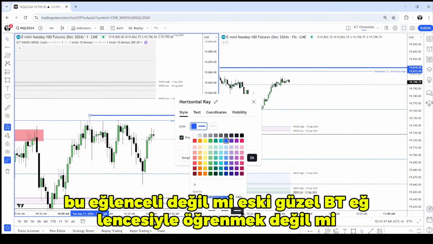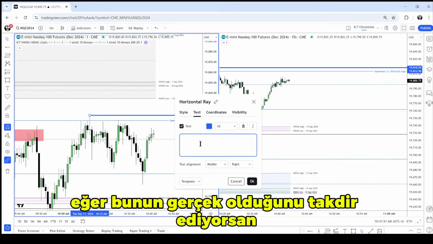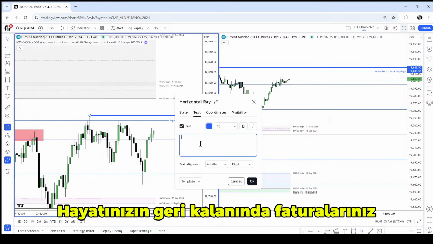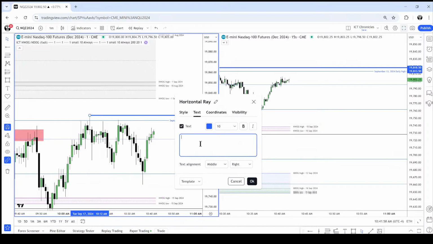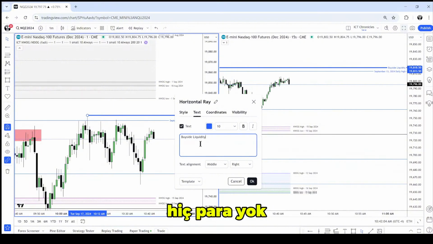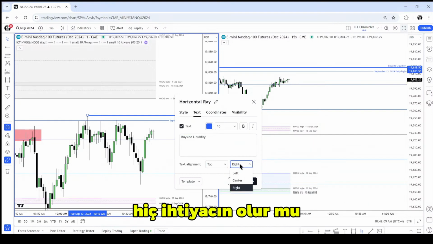Isn't this fun? Isn't learning with good old ICT fun? Give it a thumbs up if you appreciate the fact that it just gave you something that's going to pay your bills for the rest of your life. You didn't have to pay for it either. No mentorships required. No book sales required. You don't have to spend any money. No money at all. And you got something that answers everything you'd ever need.